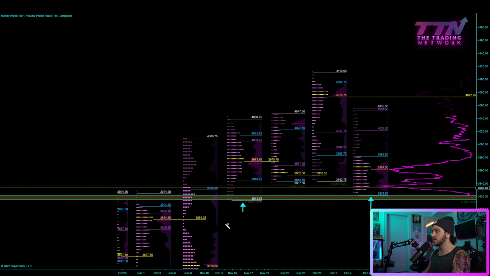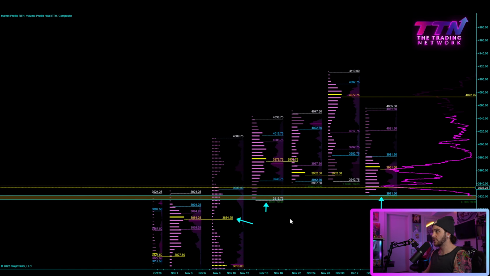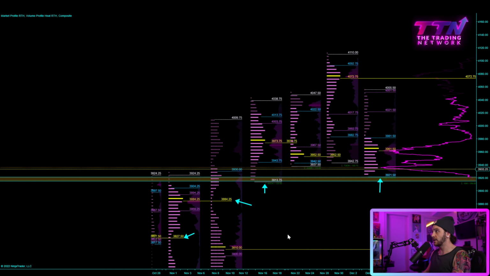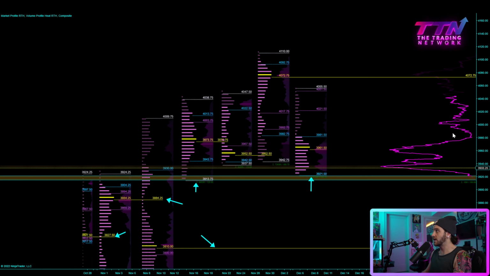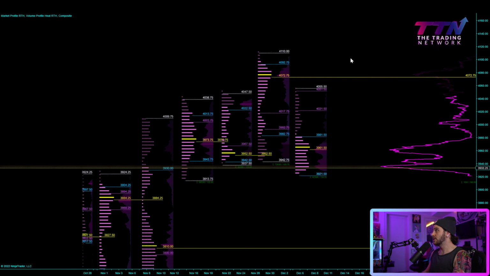If we break this zone, I'll be looking for a move down to 38.84. And then very likely about 50 points lower, 38.27. And then we have this naked POC on the weekly down at 38.10. So very, very similar once again to NQ, we are pretty much smack dab in the middle of an upside naked POC and a downside naked POC on the weekly.